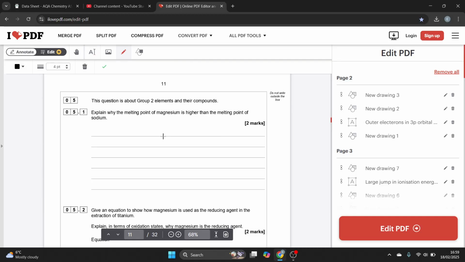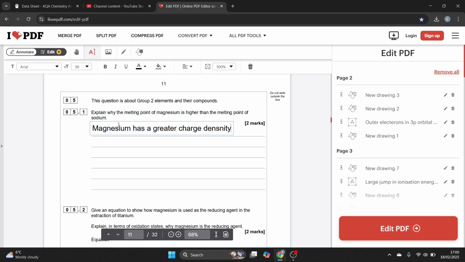Question 5.1. Explain why the melting point of magnesium is higher than the melting point of sodium. Cool. Not a classic question. Actually, no, it is a classic question. I've definitely seen this before. Magnesium has a greater charge density, and then I would show the examiner Mg2+ vs Na+. So stronger ionic, no, it's not ionic. In this case, stronger metallic bonding.